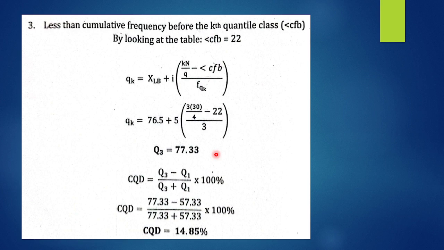So after getting Q1 and Q3, we can answer the CQD right now. Okay, our CQD is equal to Q3 minus Q1 all over Q3 plus Q1. And the quotient of this one should be multiplied into 100%. So we do have 77.33 minus 57.33 all over 77.33 plus 57.33. Our CQD is 14.85%. All right. So we're done with CV, and then we're done also with CQD.